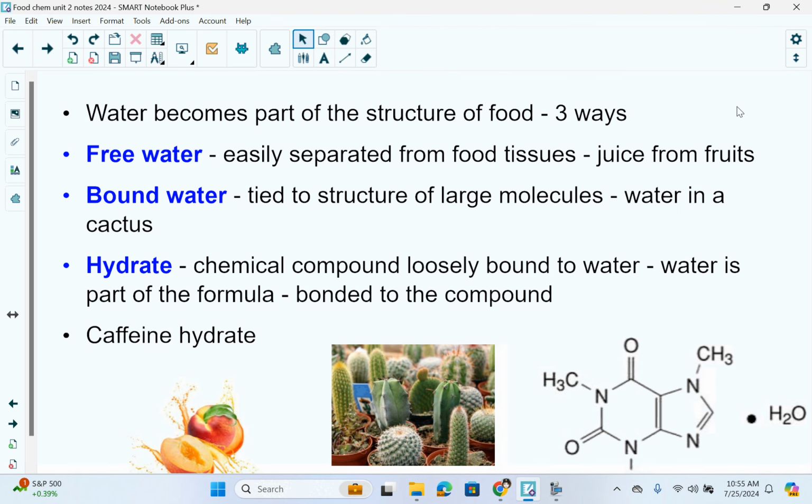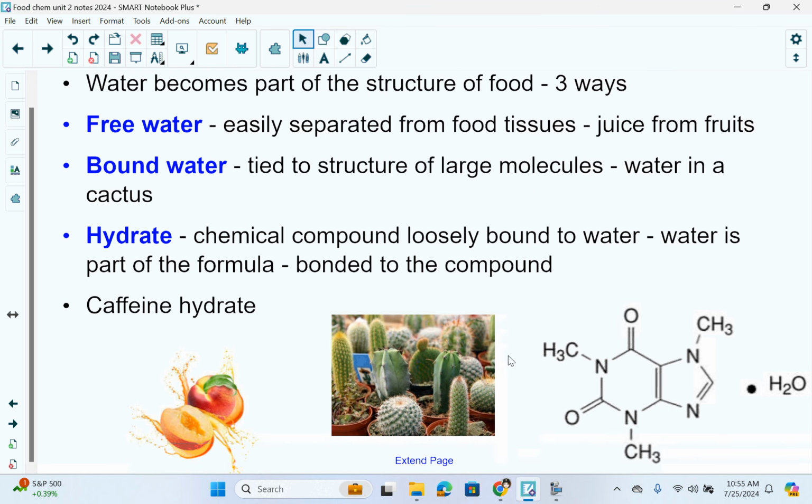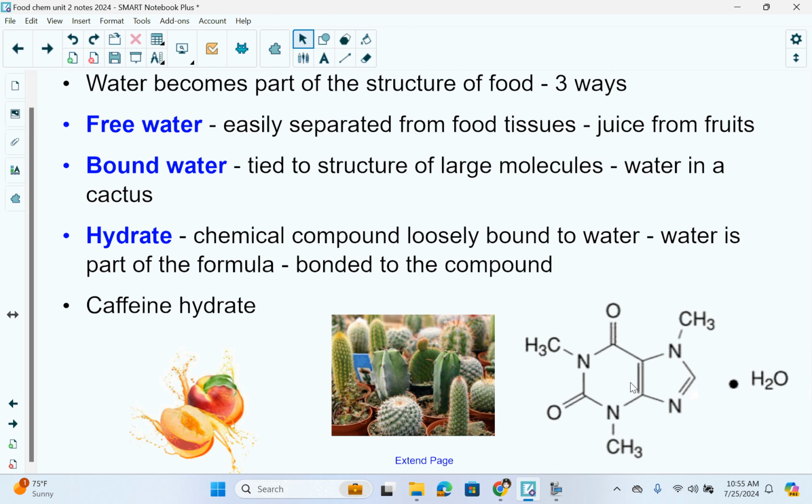Water becomes part of the structure of food in three ways. You can have free water, which is easily separated from the food tissues, like juice from fruits. Bound water is tied to the structure of large molecules, like the water in a cactus, right? And then you have what's called a hydrate. This is a chemical compound loosely bound to water, and water is actually part of the formula.